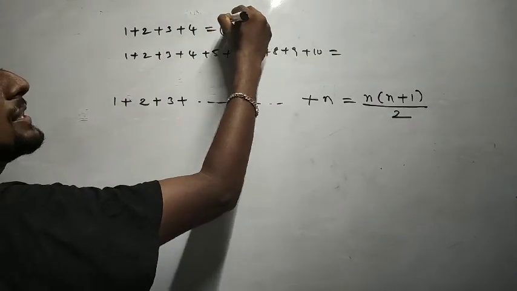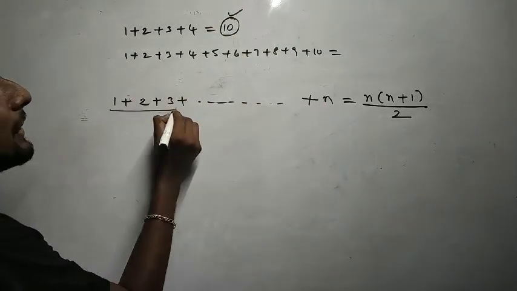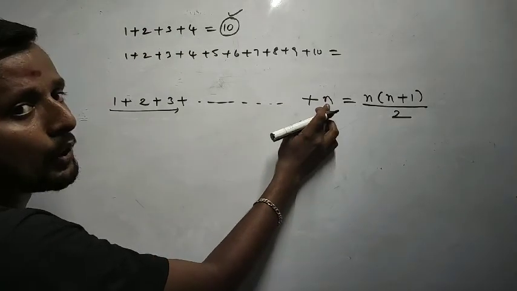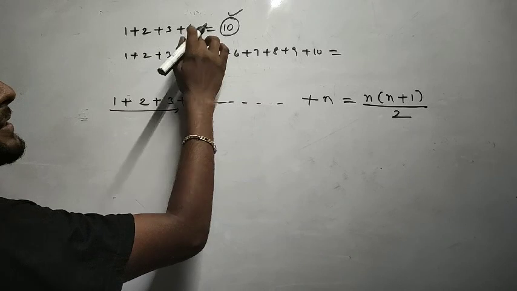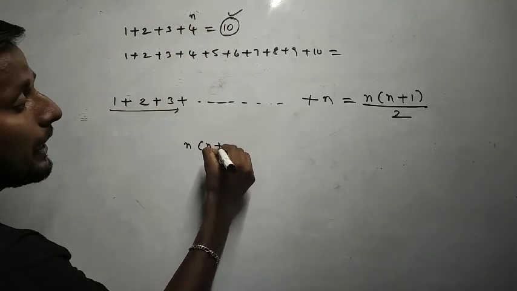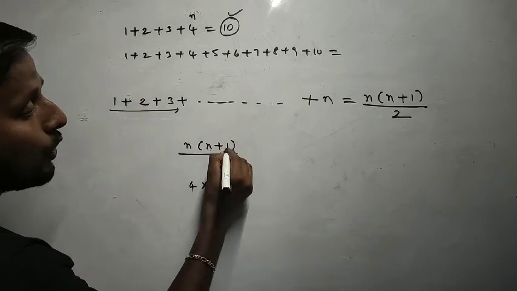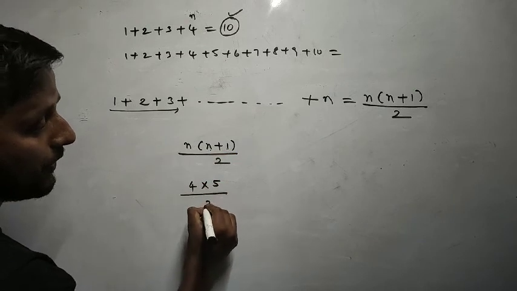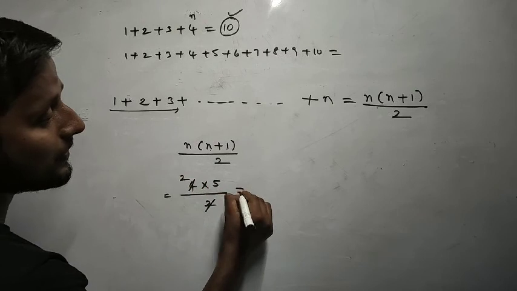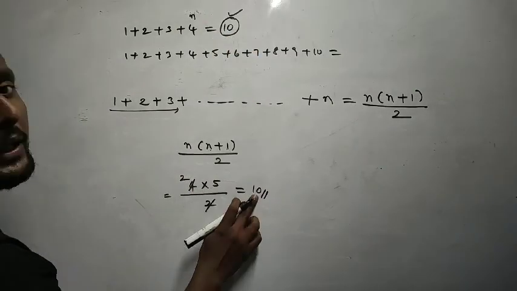So here we know the answer is 10, correct? Compare with n. All numbers are arranged in sequence. Look at 1, 2, 3, 4. All are in sequence. The last number we take as n. So in this case, the last number is 4. Correct? The formula is n into n plus 1 by 2. The n value is 4 into 4 plus 1, 5, by 2. 2 ones are 2, 2 twos are 4, 2 fives are 10, answer 10. Even when we add, we got 10. Even with the formula, we also got 10.